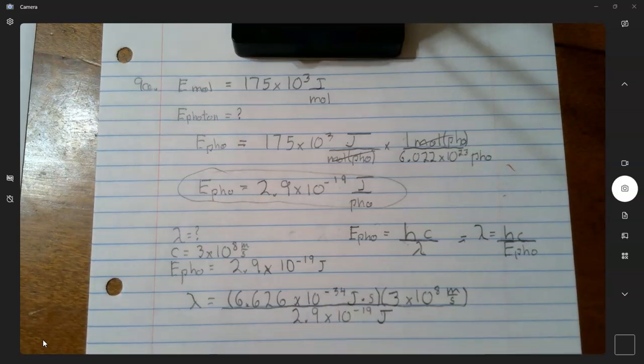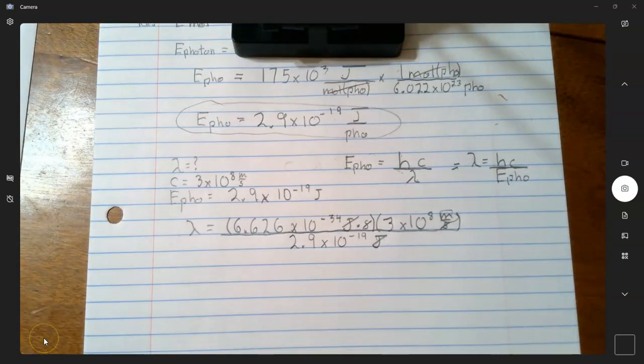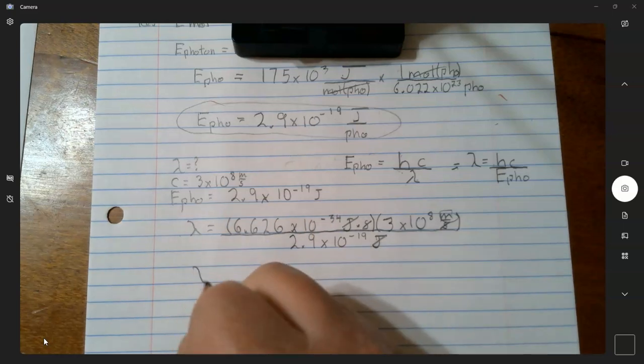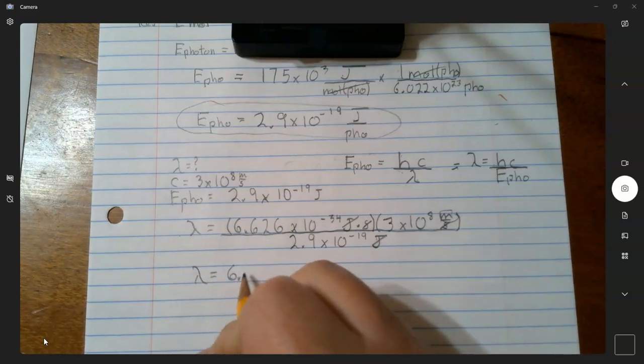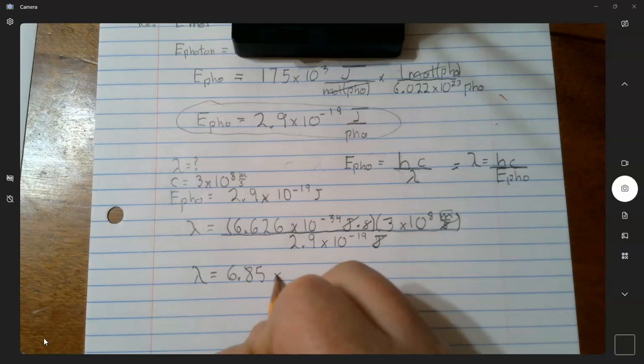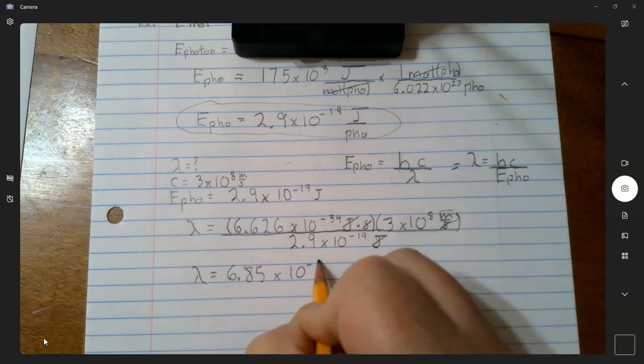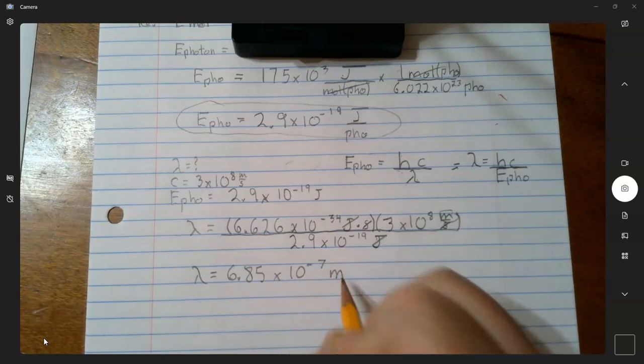Okay, we're looking for a wavelength, so we see joules on top, numerator top, denominator top cancels, seconds on numerator top, numerator bottom cancel, and the only thing we have left is meters, so our units cancel. So now it's just be very careful with the math on scientific notations. Okay, so when we do this calculation, we get lambda equals 6.85 times 10 to the minus 7th meters.